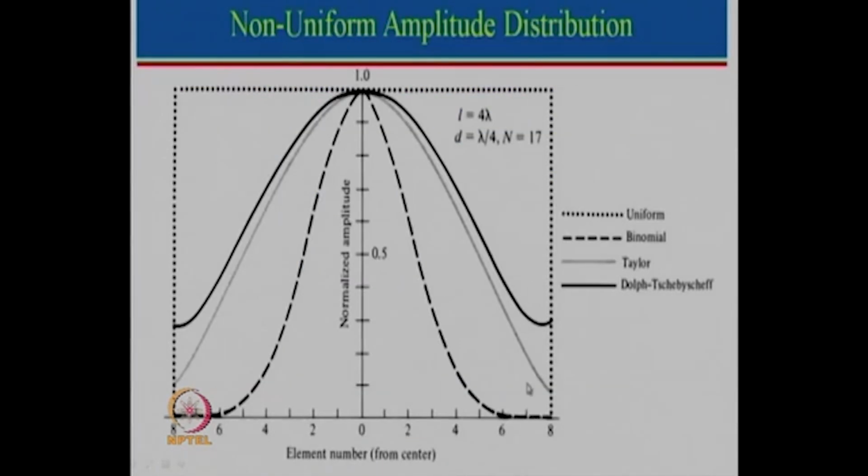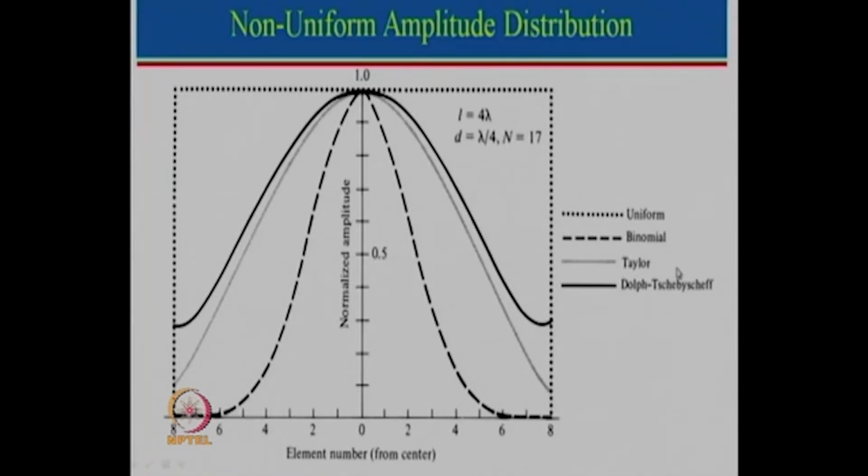So, what are the different plots here? Let us just look into it. Here is a non-uniform amplitude distribution for different cases. The first one here is uniform, that means all elements are fed uniformly. What we have taken here is a total number of elements of 17. So, here is the central element, 8 elements on the right side, 8 elements on the left side, and the spacing taken here is lambda by 4. So, the total length of the array is 4 lambda. So, for uniform, all 17 elements are fed with equal amplitude.